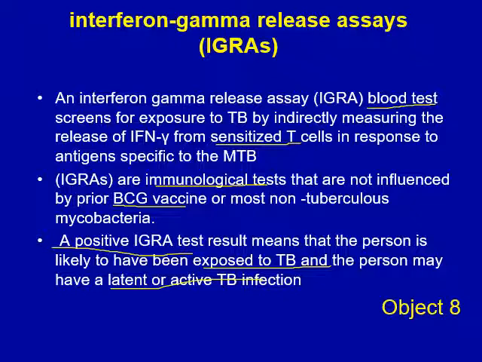So the IGRA test is a blood test that measures the amount of interferon gamma released from the sensitized T cells. It is positive when the patient is exposed to TB, but it doesn't differentiate active and chronic TB, and it is not affected by the BCG vaccination.